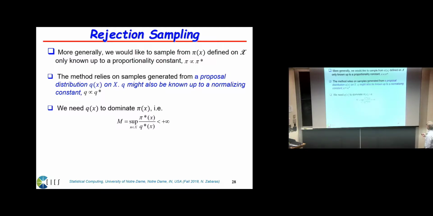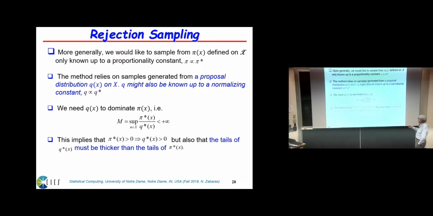But to be able to use this, we need to have this assumption, and an easy way to remember what this is, is that Q needs to dominate pi of X. So if you think of a univariate distribution, Q is basically on the top of pi. So this constant M, sometimes you won't be able to find it exactly, but the idea is if you can bound this ratio pi star over Q star by some constant M, then you're fine.